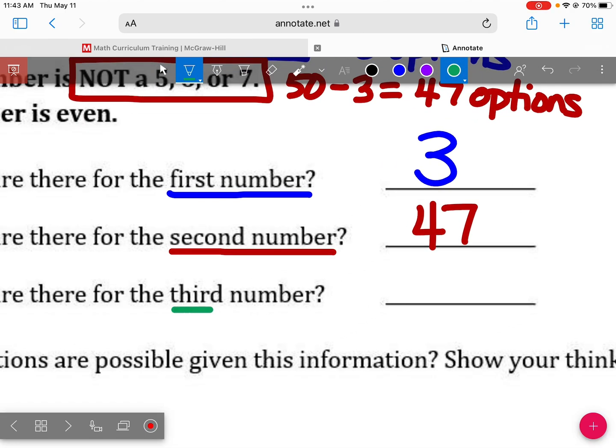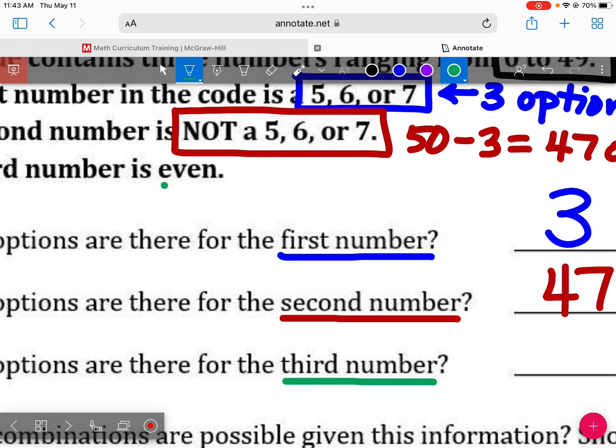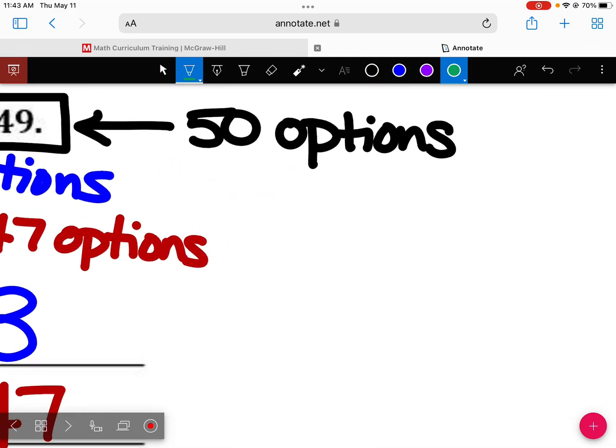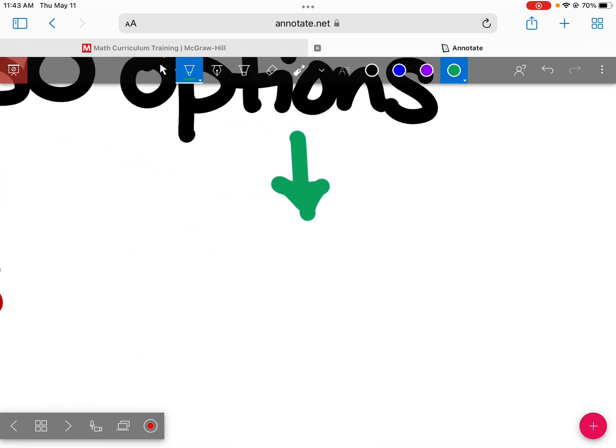What do they tell us about the third number? It's even. When I write down a whole list of numbers, how do we find the even ones? Divided by 2. Where do those fall in the list? Is 1 even? No. Is 2 even? Every second number. Every other number is even. Is it 24? Close. 25.